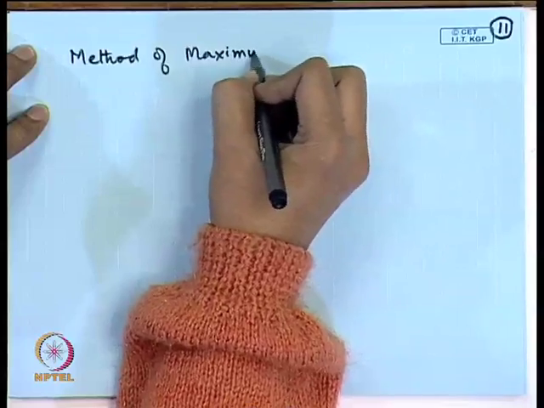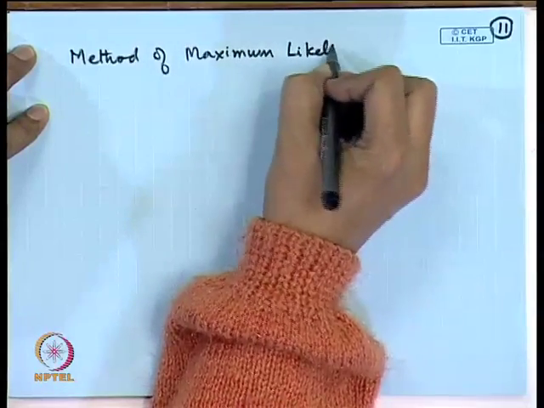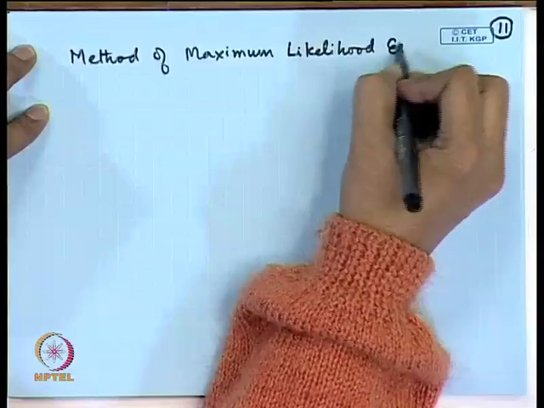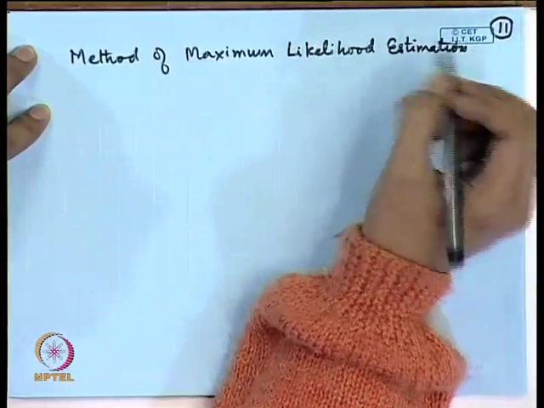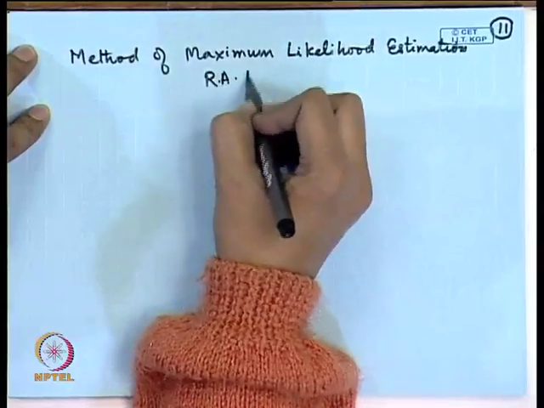After the method of moments, in the historical order, the method of maximum likelihood estimation is considered to be the most popular and currently most commonly used method of estimation. This was developed by R. A. Fisher.